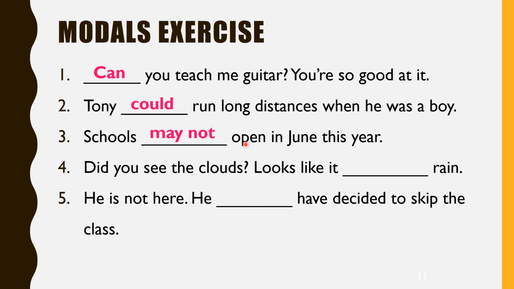Did you see the clouds? Looks like it. It's a possibility of rain, so we use may or might. Both of them can be used interchangeably for this scenario. Last one, he is not here, he blank have decided to skip the class. So when we see the have, it is like a possibility in the past. It's a perfect tense. Have plus V3. Have and decided. So we use might.